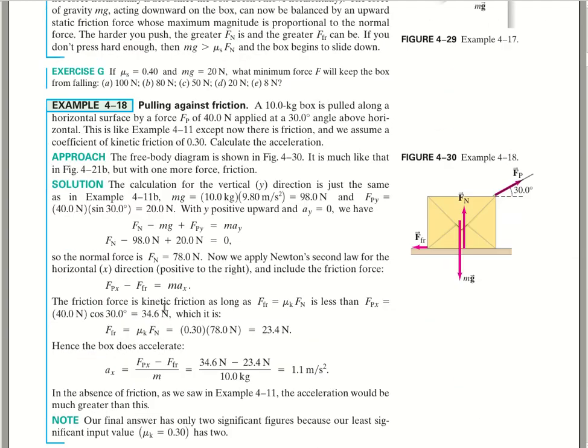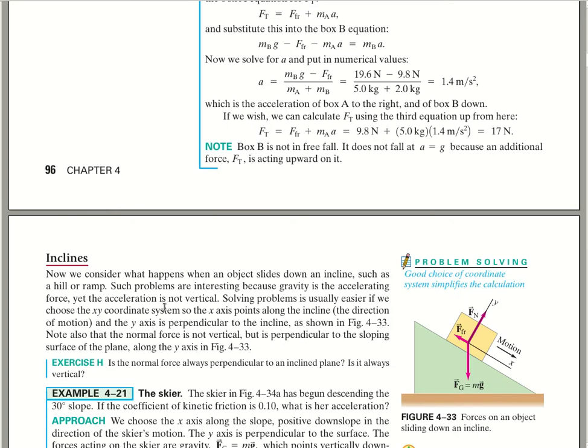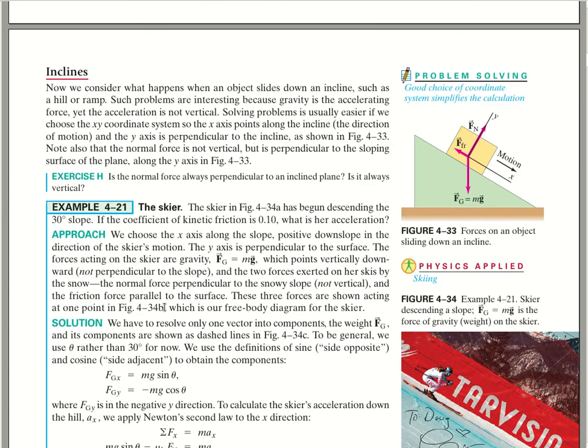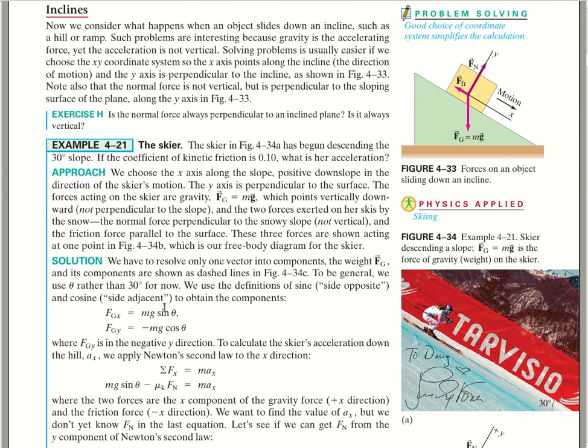Now the thing we were talking about: the inclines. With inclines you always have some kind of ramp with some angle, and you drop a body and see what happens. In this kind of problem we usually define the axes so that perpendicular to the incline is the y-axis, and parallel to the incline is the x-axis.